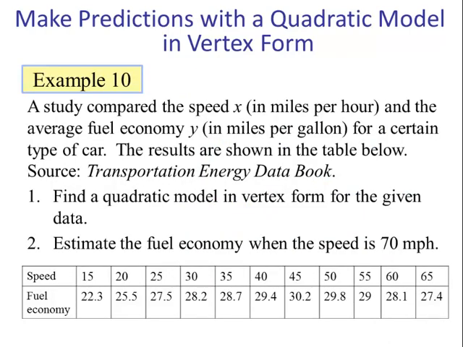Example 10. A study compared the speed x in miles per hour and the average fuel economy y in miles per gallon for a certain type of car. The results are shown in the table below. Number 1. Find a quadratic model in vertex form for the given data. Number 2. Estimate the fuel economy when the speed is 70 miles per hour. So this is our independent variable, speed, and our dependent variable is fuel economy. So our first step is to enter this in list 1 and this in list 2.